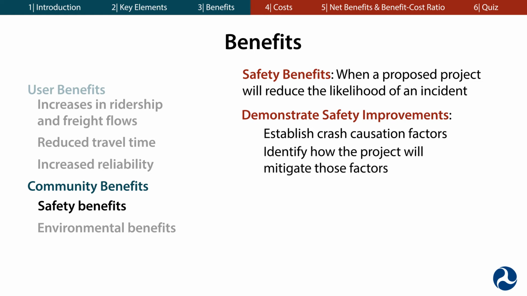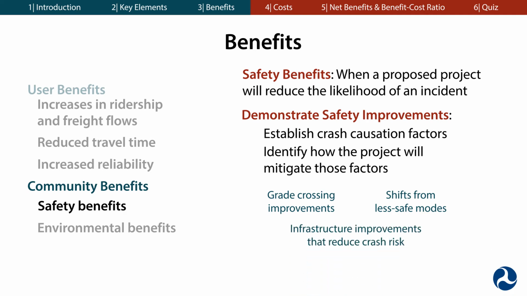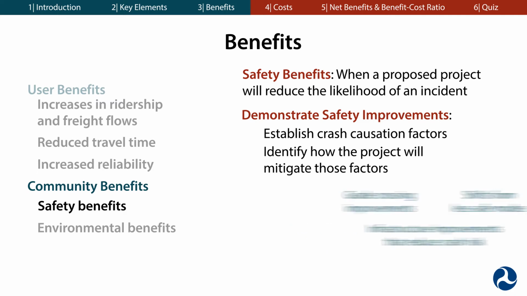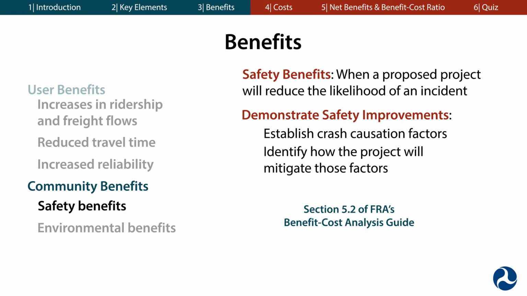Some examples of project elements that would increase safety are improvements to grade crossings, shifts from alternative modes that involve higher safety risks, and improvements in rail infrastructure or technology that reduce crash risk. For an example of monetizing the value of safety improvements, you should refer to Section 5.2 of FRA's BCA guidance.